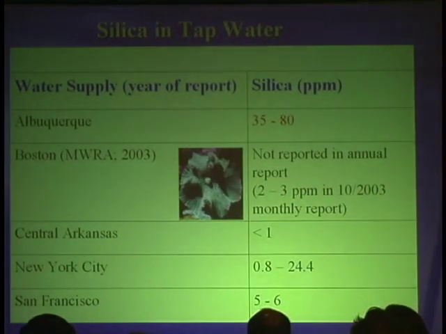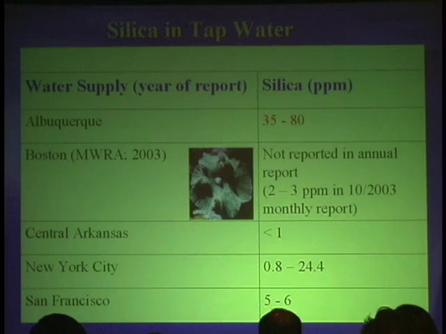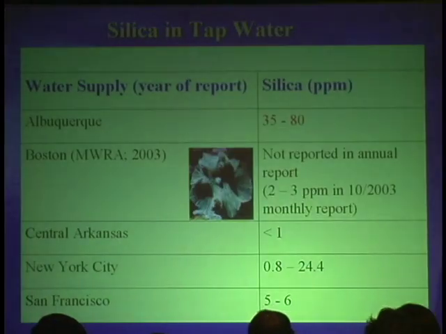Silica, again, some people have hardly any. Boston, I believe, actually adds some silica to the water, so that's where it's coming from there. Albuquerque seems to have a huge natural supply of silica, so they potentially have diatom problems there. So for these various reasons, I would suggest that people should avoid tap water. I wouldn't put tap water into an aquarium.